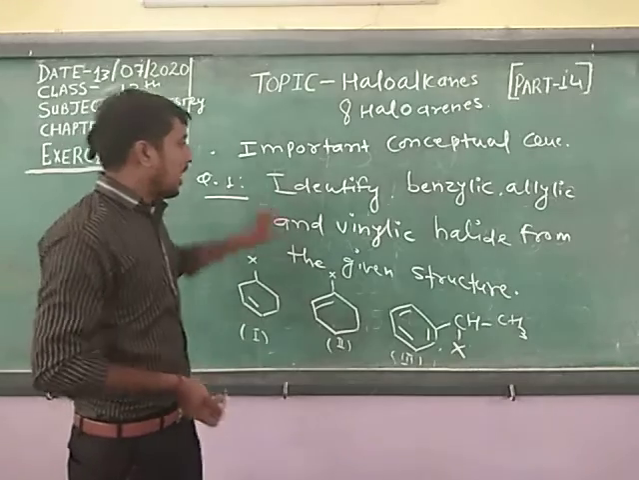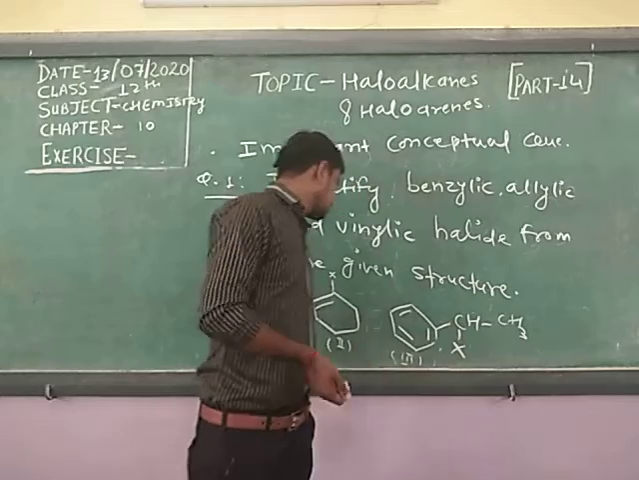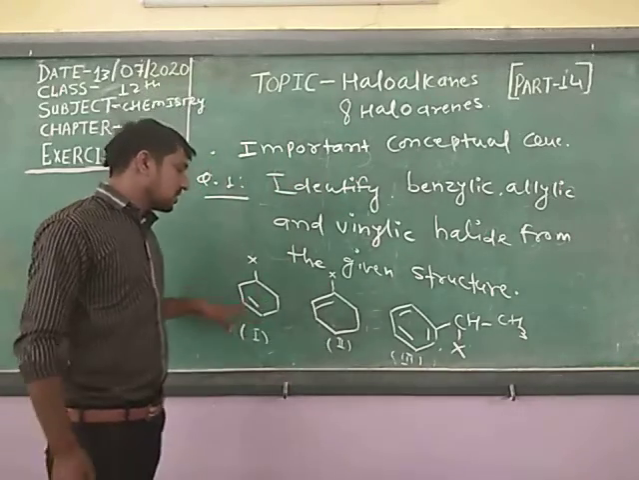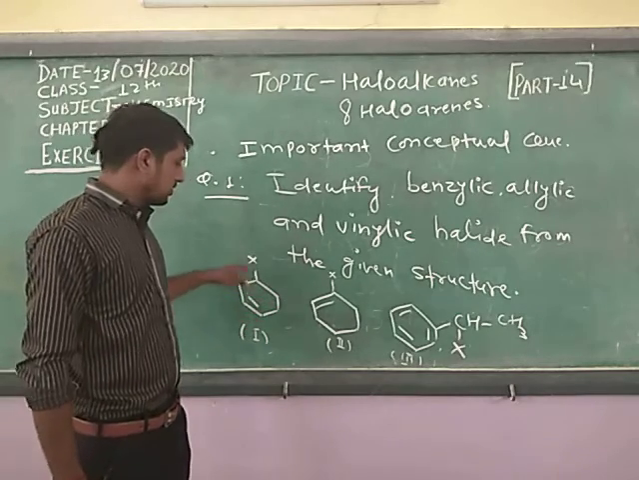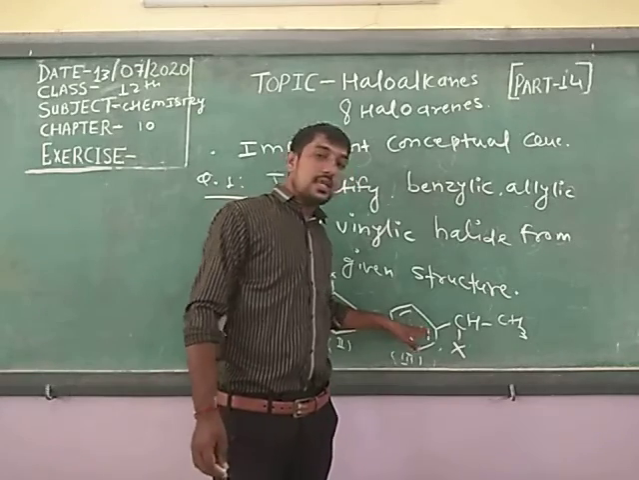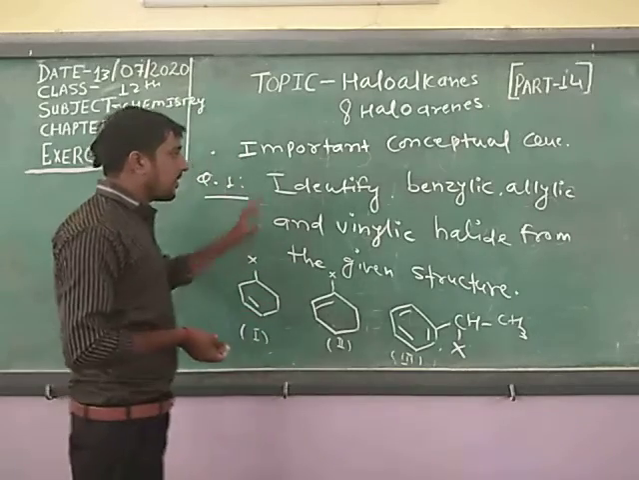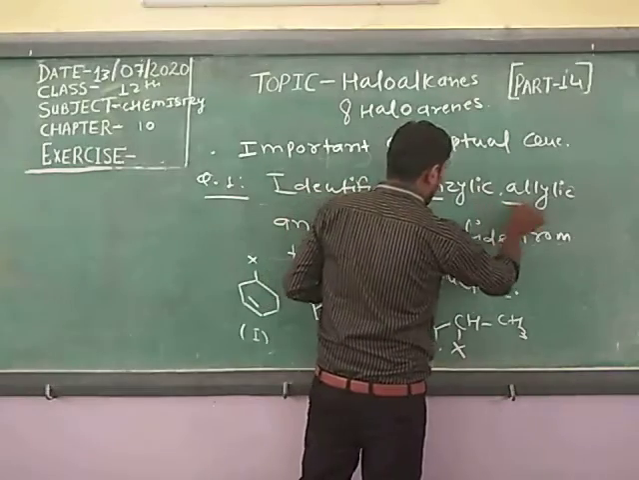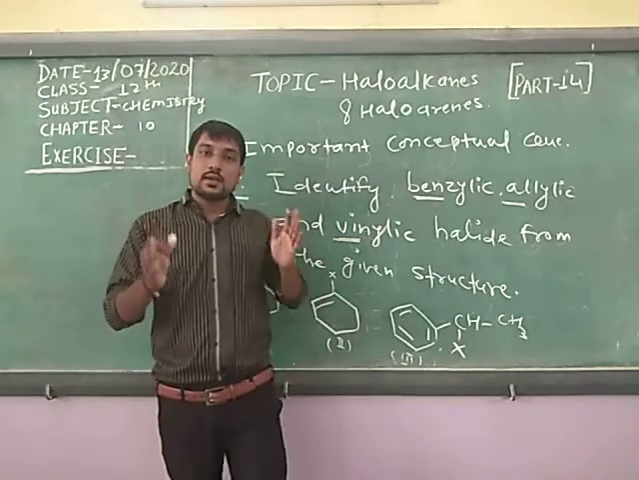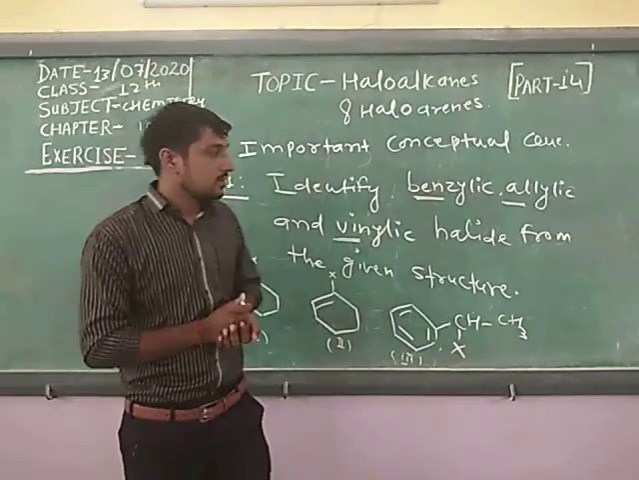The first question is: identify benzylic, allylic and vinylic halide from the given structures. This is the structure. This is a cyclohexene with halogen, and this is a benzylic group with halogen. So the question is, how can you identify benzylic, allylic and vinylic halide?